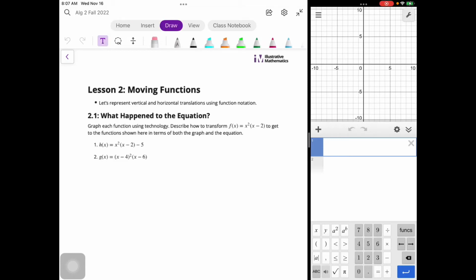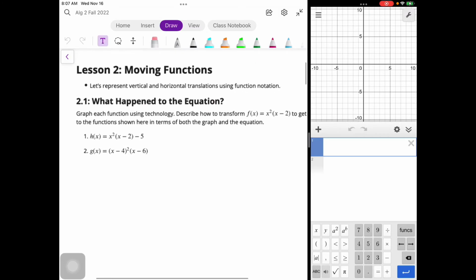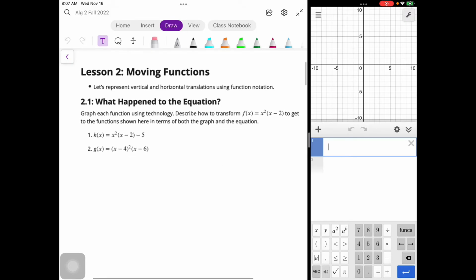All right, let's take a look at Unit 5, Lesson 2, Moving Functions. So we're taking a look at vertical and horizontal translations using our function notation today. So 2.1, what happened to the equation? We're going to graph each function using technology. I've got my Desmos graphing calculator out here.